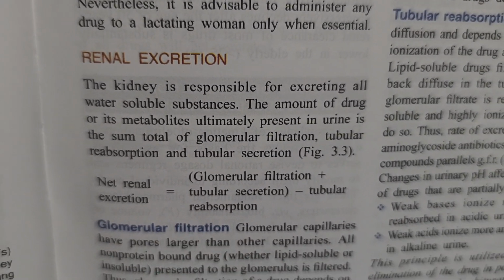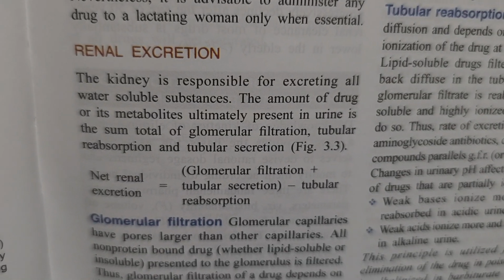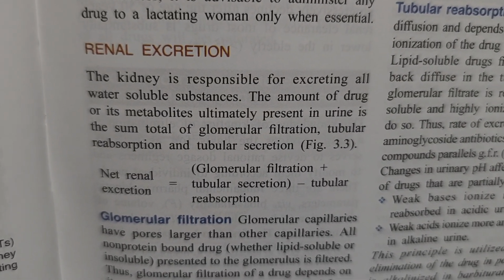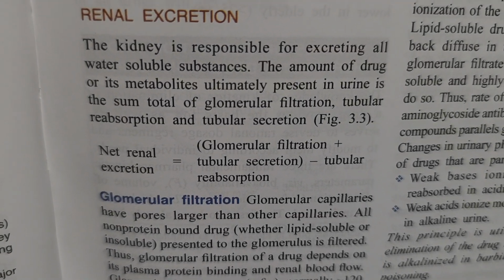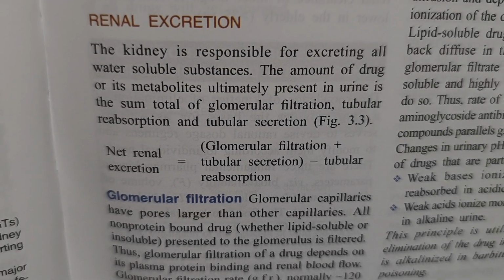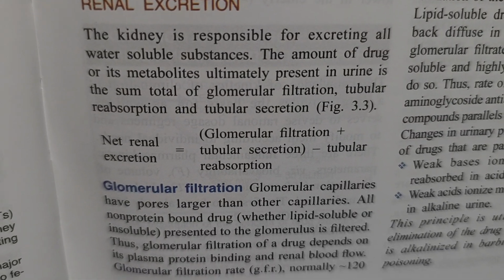Renal excretion. The kidney is responsible for excreting all water soluble substances. The amount of drug or its metabolite ultimately present in urine is the sum total of glomerular filtration and tubular secretion, minus tubular reabsorption.